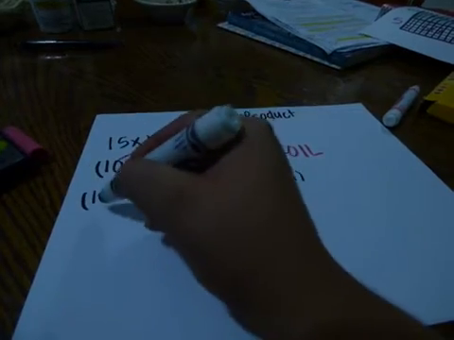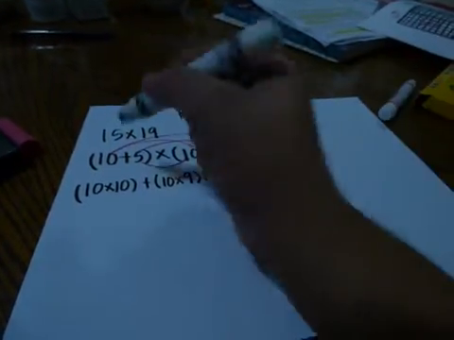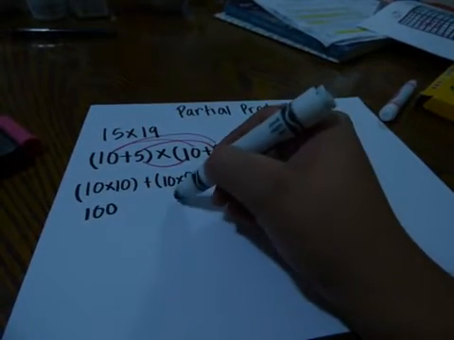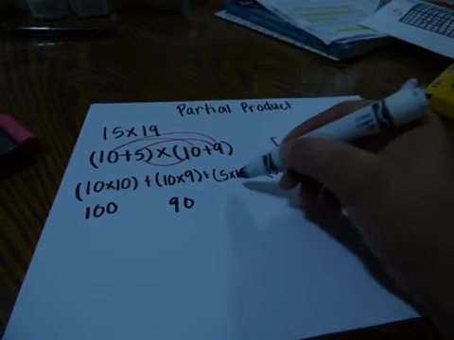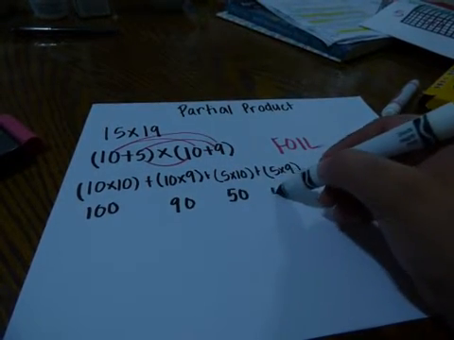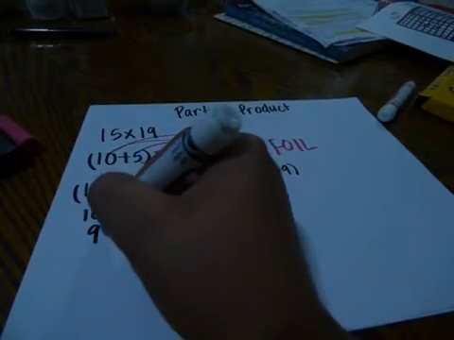What we want to do now is solve the ones that are inside the parentheses. So 10 times 10 would be 100. 10 times 9 would be 90. 5 times 10 would be 50. And 5 times 9 would be 45. And what you want to do now is just add them up.